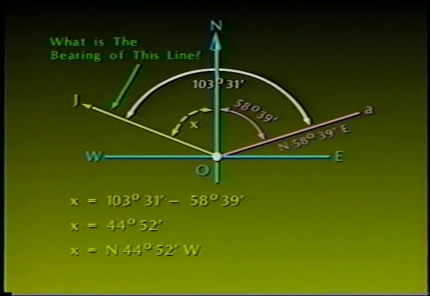Notice that all data is shown on the sketch along with an X for the missing value. In this case, the bearing angle for line O to J, from inspection of the sketch, X equals the bearing angle of line OJ. Therefore, X equals 103 degrees 31 minutes minus 58 degrees 39 minutes equals 44 degrees 52 minutes, or north 44 degrees 52 minutes west.